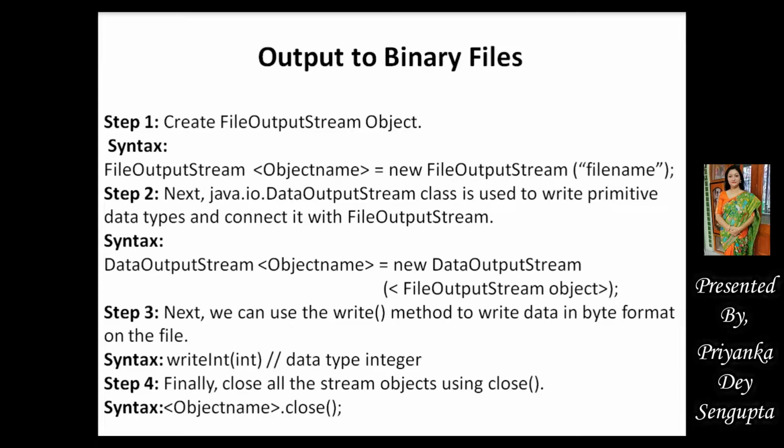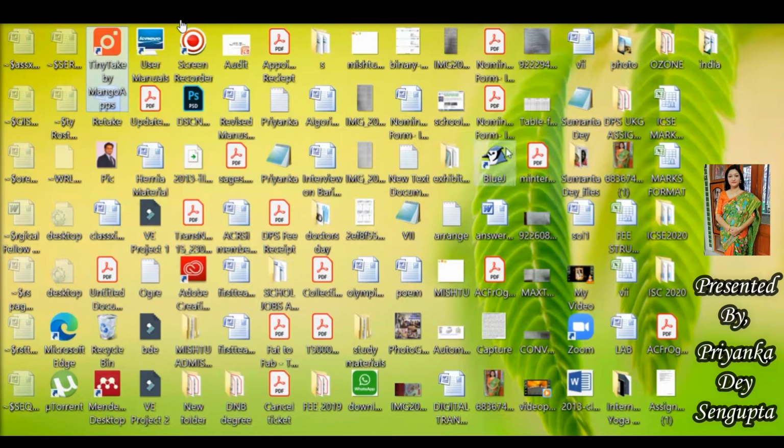Step 3. We use the write method to write data in the byte format on the file. Step 4. Finally, we close all the stream objects using the close method. Now let us look at an example which will make the steps clearer to you. We have written a program where we are inputting 10 primitive integer numbers onto a binary file.